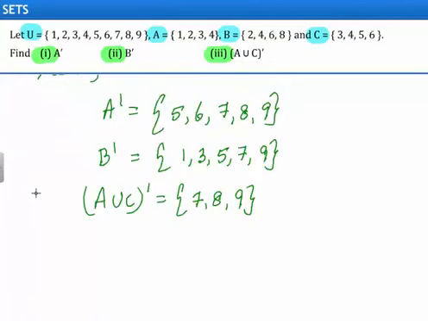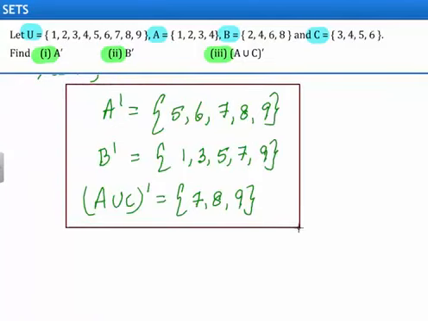Hence, we have found the complement of the sets A, B and A union C. This completes the solution.